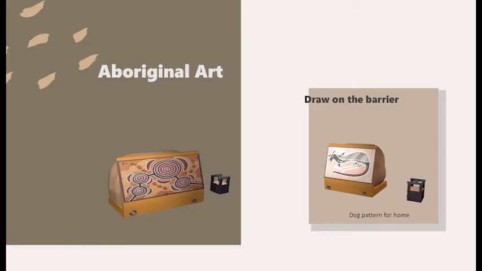Finally, Aboriginal artwork plays an important role in their culture. They can draw some Aboriginal art on the water barrier, and they can draw anything they want to present and express. For example, they can draw a dog on the home water barrier because the dog is an important part of their culture.